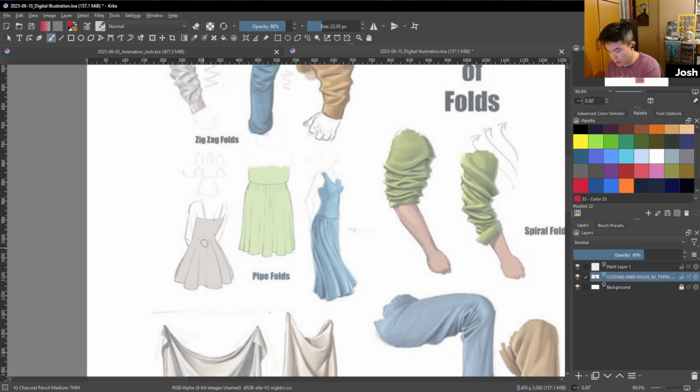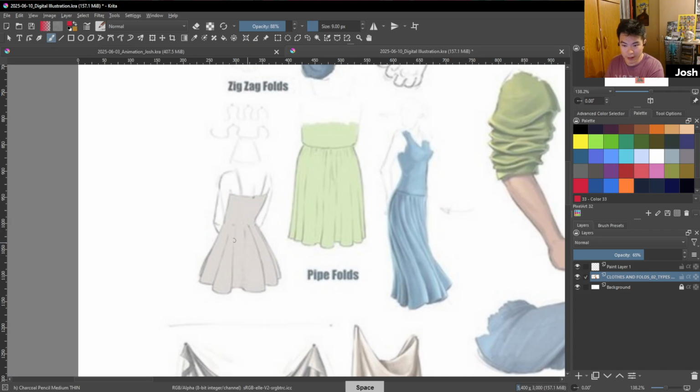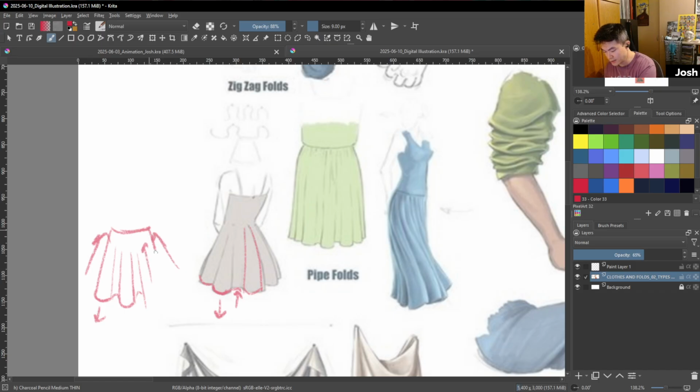Pipe folds are one of the easiest folds to draw and figure out, and it's as the name implies. They are made up of essentially pipes. They're made up of cylinders that are going out and then in. So let's say this is the waist. You'll have a pipe that goes out, and then it folds in, and then you have a fold that goes out, and then it goes in and then out. And they're always going back towards the waistline.